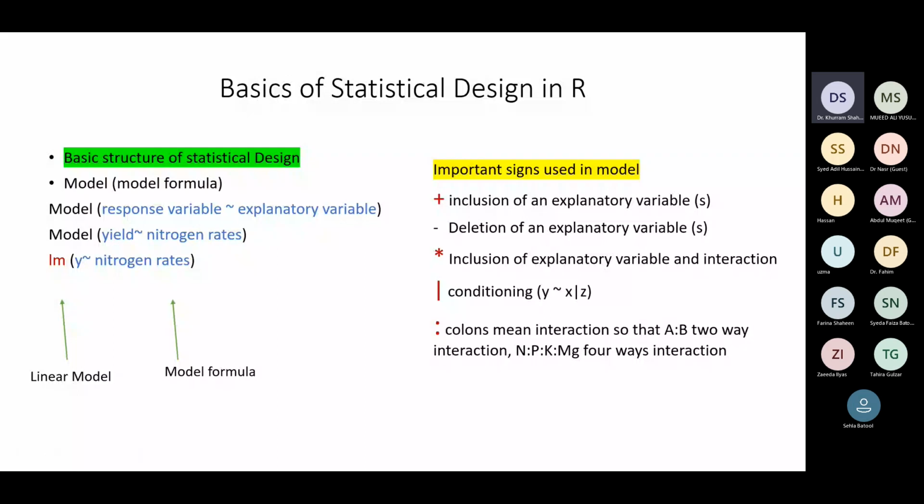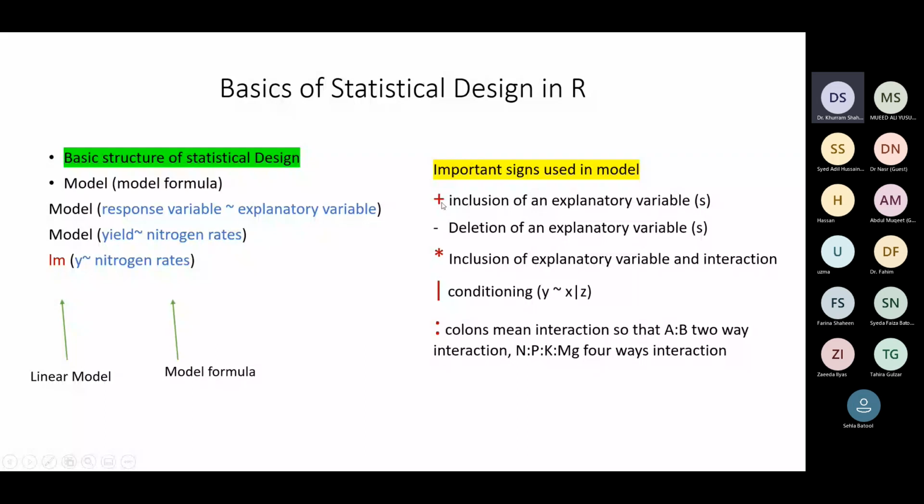With the plus sign, you can include explanatory variables in your formula. With the minus sign, you can delete explanatory variables. And with this slash, you can set conditions. Suppose you want to condition X on the years. So you want to do your analysis for the first year, or you want to do the analysis for the second year. So you can give any conditions in your model formula.